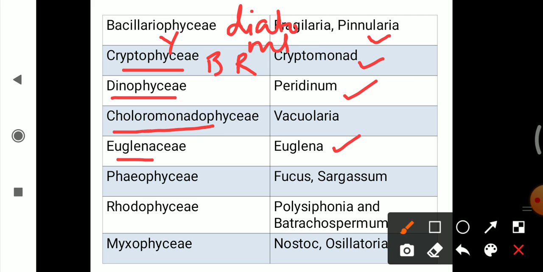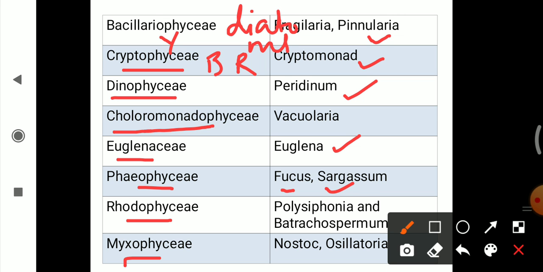Then there is the Phaeophyceae, Rhodophyceae and Myxophyceae. The examples of Phaeophyceae are Fucus and Sargassum. Examples of Rhodophyceae are Polysiphonia and Batrachospermum, and Myxophyceae are Nostoc and Oscillatoria. These are the examples and the classes.